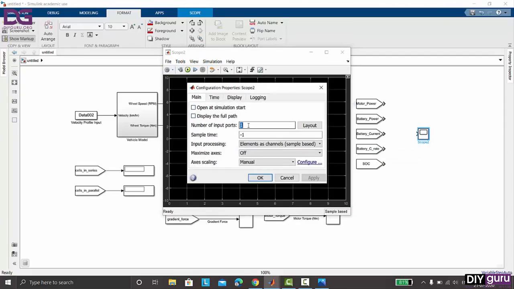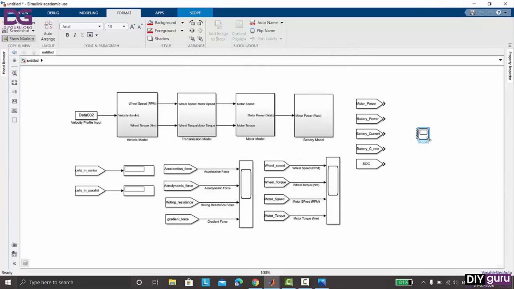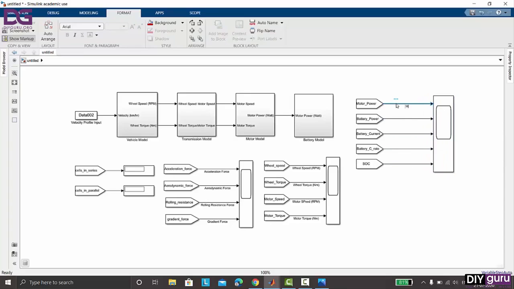Go to settings and change the number of inputs as 5 and matrix. Name the signals as motor power in watts, battery power in watts, battery current in amperes, battery C rate and state of charge.